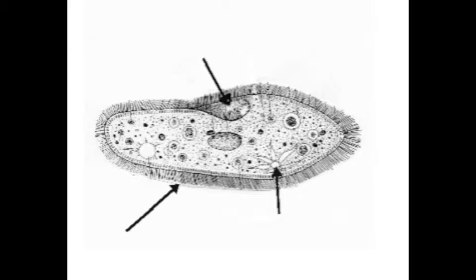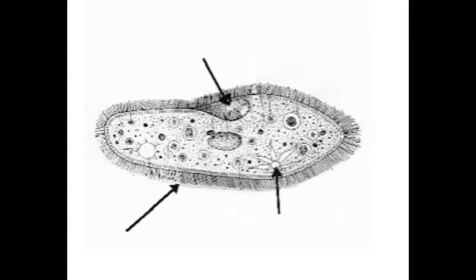This is a drawing of a single-celled organism called a paramecium. Surrounding the body of the paramecium are a lot of little hair-like structures called cilia. In the singular, one of these hairs is called a cilium, but in the plural, the cilia altogether are called cilia. Don't pay attention to the black arrows at the top and at the right, but the arrow at the left is pointing to some of the cilia.